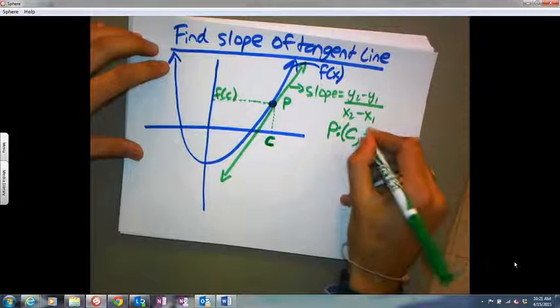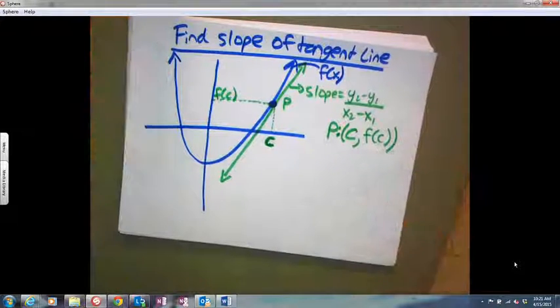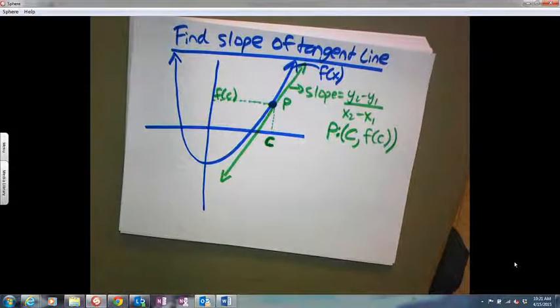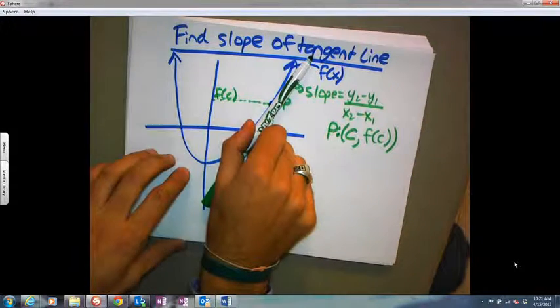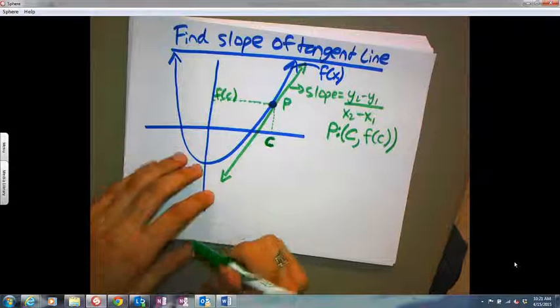Any conceptual questions so far? But now we have a problem. In order to get the slope of the green line, we need another point. We only have 1 point. Get it?